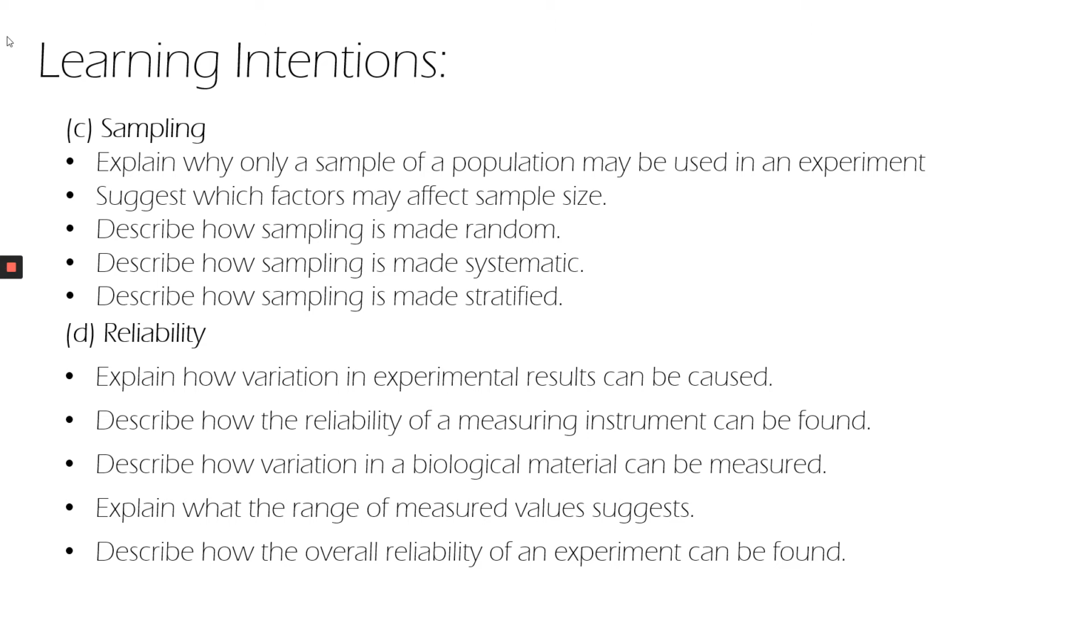We'll look at how variation in experimental results could be caused, describe how the reliability of different pieces of equipment can be found, how the variation of a biological sample can be measured, and explain the range of measured values and what this suggests. And finally, we'll describe how the overall reliability of an experiment can be found.